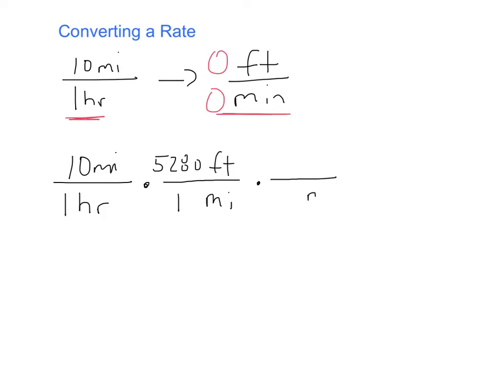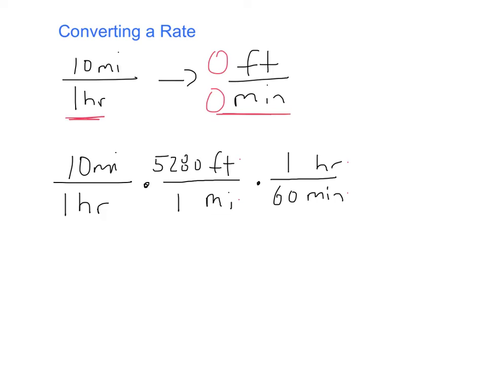Now I'm going to do the same thing with hours. I want minutes in the denominator, so I'm going to set up my conversion factor. 1 hour is the same thing as 60 minutes. Because 5,280 feet is the same thing as 1 mile, that's basically saying I'm multiplying by 1. It's just like saying 1 hour over 60 minutes is the same thing, so I'm going to be multiplying by 1. So when I multiply across, I'm not really changing the value. All I'm changing is the units of measure.